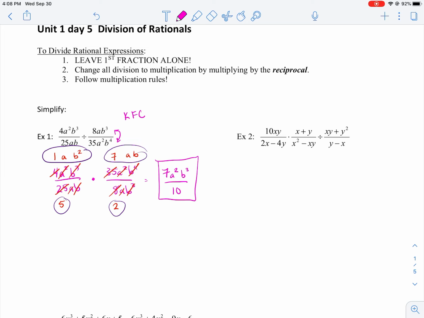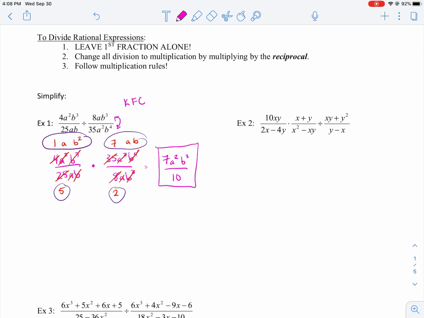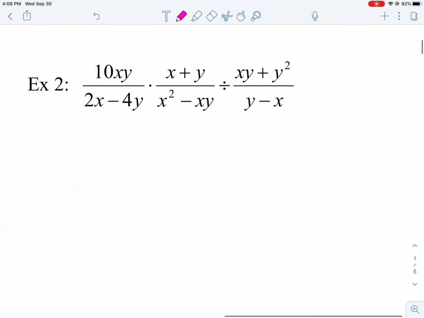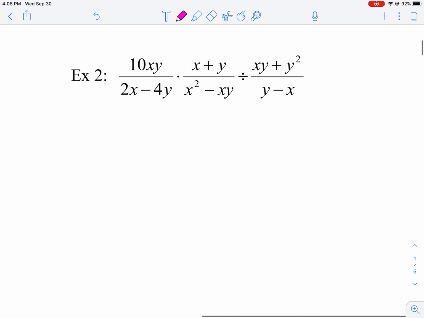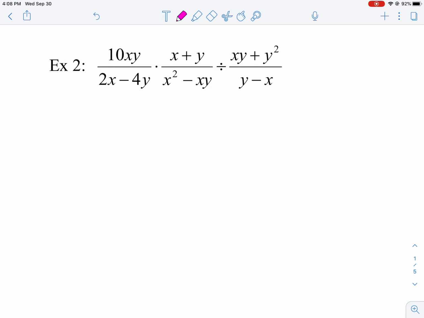Let's take a look at number 2. Okay, number 2 looks like a beast. All right, now you got to remember our rules of order of operations. In this case we're going to multiply, then divide. Notice the multiplication comes before the division, which means these two get multiplied first, then divided by this piece right here. So there's a lot going on here.